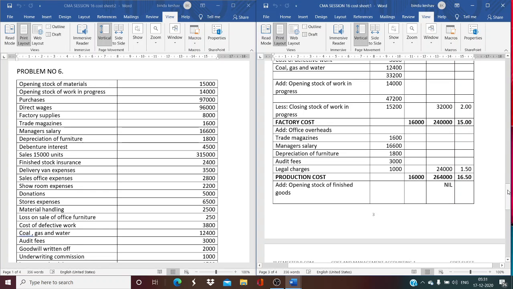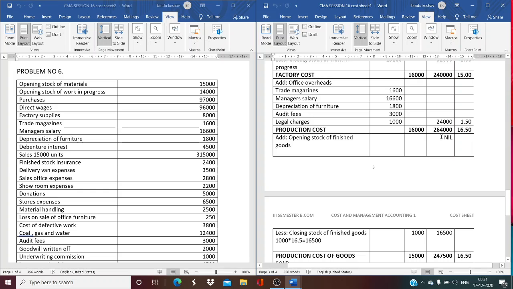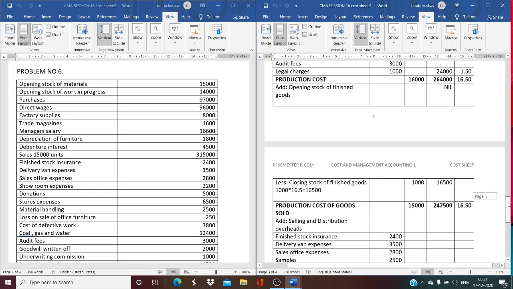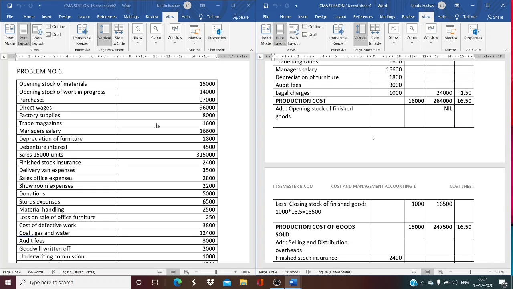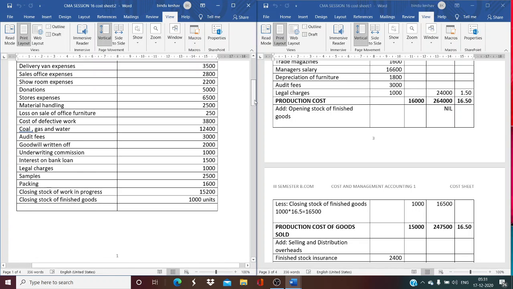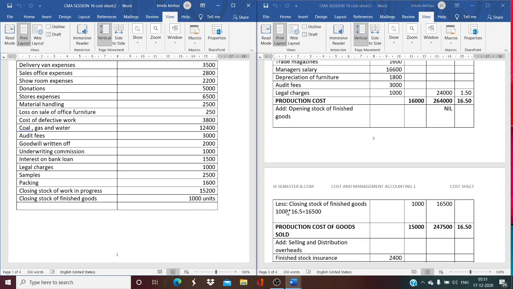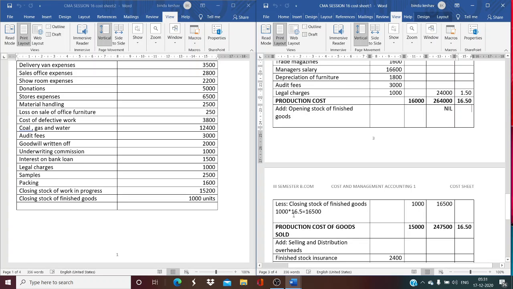Now we have to adjust the opening and closing stock of finished goods. Add opening stock of finished goods. We do not have opening stock, so nil. Plus closing stock of finished goods, which is 1,000 units. Now, how do you find the value of closing stock of finished goods? 1,000 units multiplied by the current cost of production. What is the current cost of production? 16.50. So 1,000 into 16.50 is 16,500. You can see here in the units column it's 1,000 units and in the total cost column 16,500.